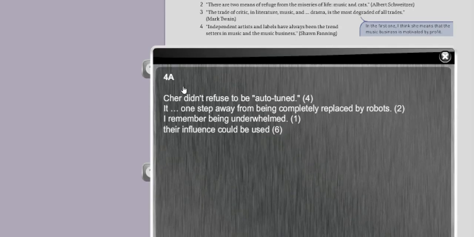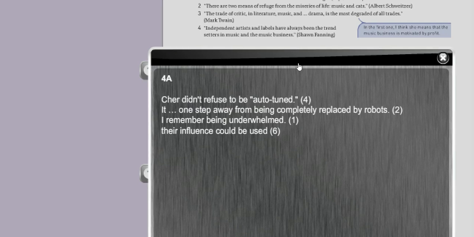Very good. Cher didn't refuse to be auto-tuned. It's an example of number 4, okay? After certain verbs, the infinitive is one step away from being completely replaced. We have a preposition: I remember being on Welcome World. Again we have remember, a verb. And after inferences could be used, we have a modal verb and the next one is in base form.